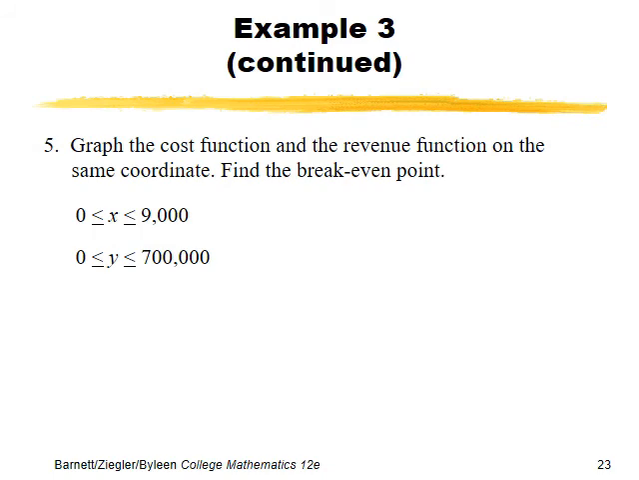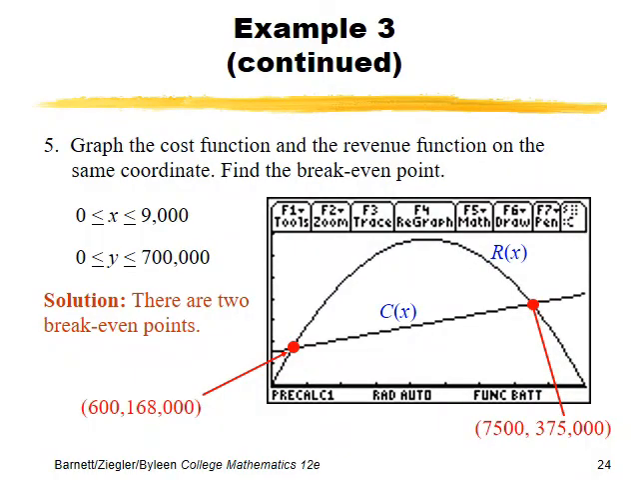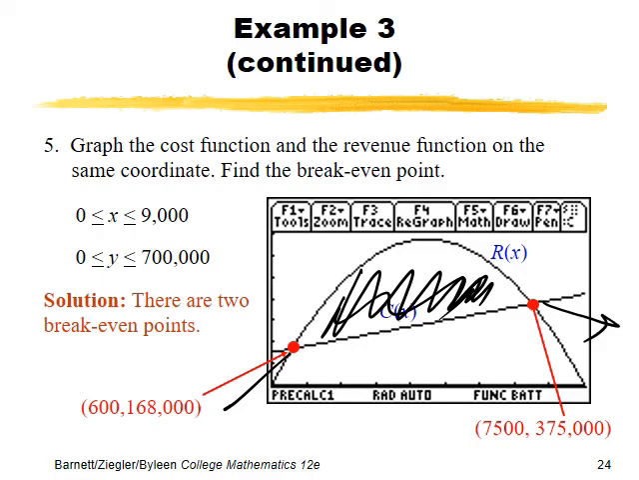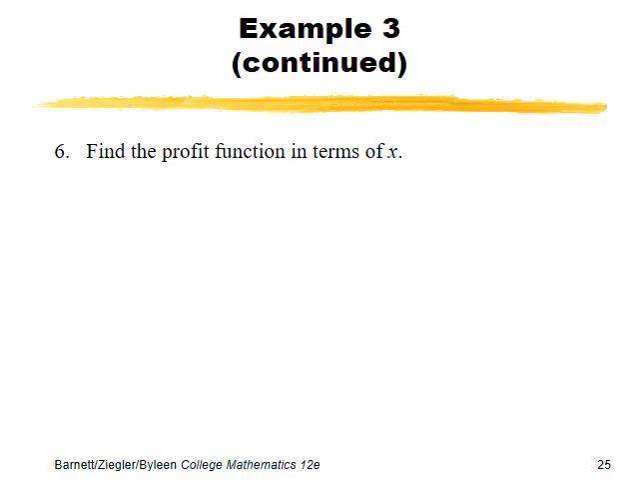Graph the cost function and revenue function on the same coordinates and find the break-even point. The break-even point is where your cost function is equal to the revenue function, or where your profit function is 0. You're quite expert in finding the graph, so you can plot the cost and revenue functions. This portion is your profit. Before this is your loss, and after this is your loss.